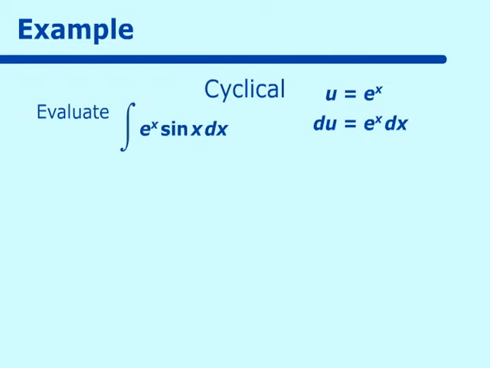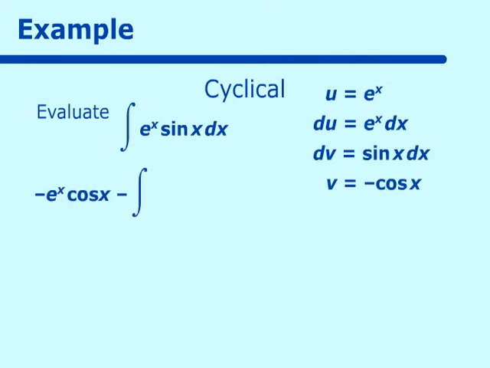If I choose u to be e to the x and du to be e to the x dx, then I have to make dv equal to sine x dx, and v is equal to negative cosine x. So let's put that into our formula, u times v, which is negative e to the x cosine x, minus v du. V is negative cosine x, so that would make that a plus, cosine x, and du is e to the x dx.